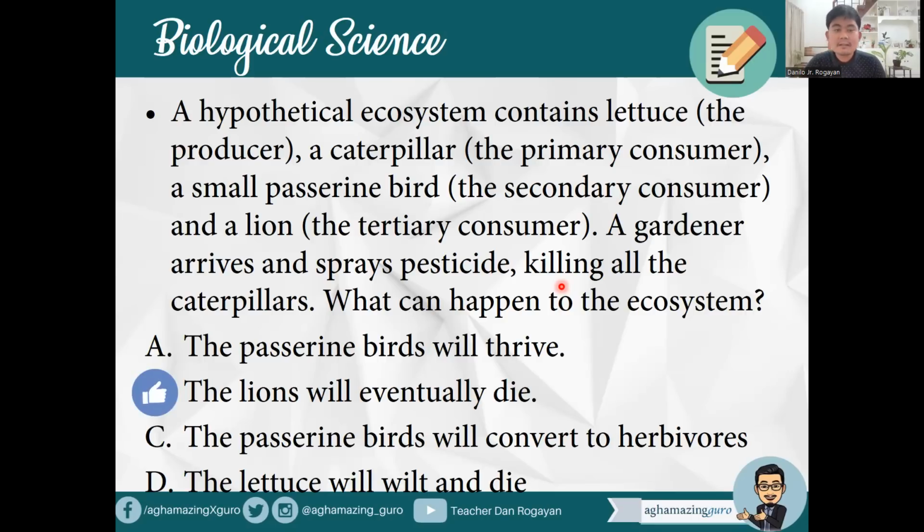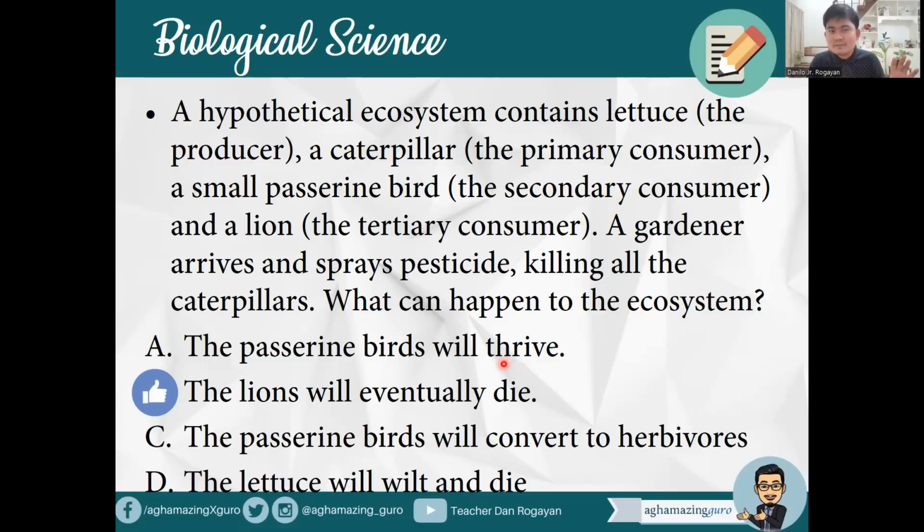So basically, kapag namatay ang caterpillar, walang magiging source of food ang small passerine bird. At kapag namatay ang small passerine bird, walang magiging source of food ang lion. So hindi ba pwedeng the passerine birds will thrive? How will it thrive if the food that it eats, which is caterpillar, already died? So hindi pwede. Thrive means to survive.